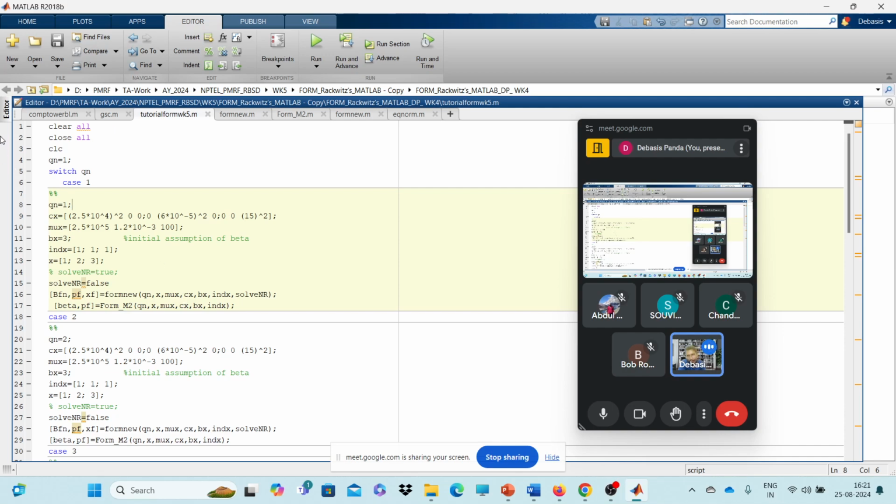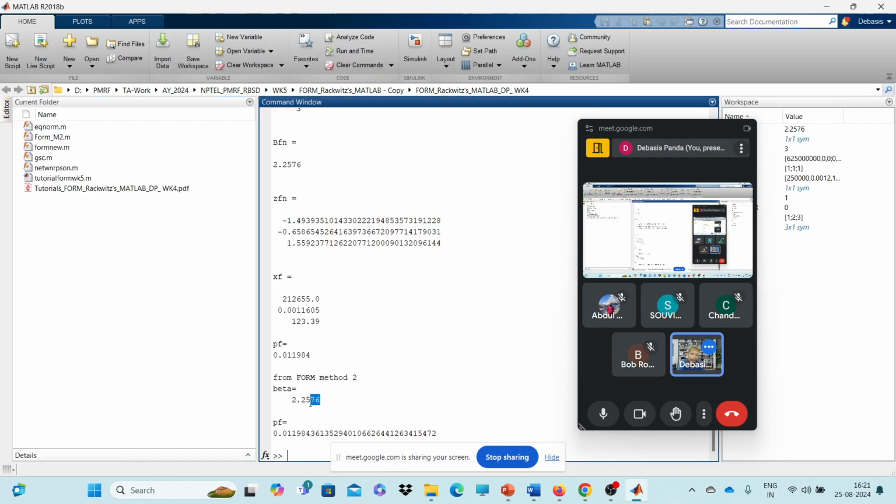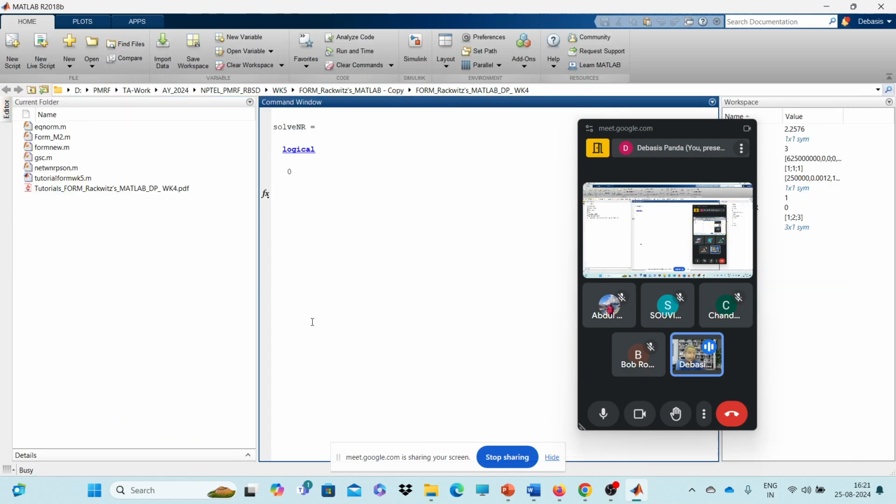And we are seeing that the final results of the cantilever beam problem are the same, 2.2576 and 2.2576. Yes, if you want to call only one function, what you need to do is just comment out the other. Then the code will give you only the results using the Rackwitz-Fiessler algorithm.